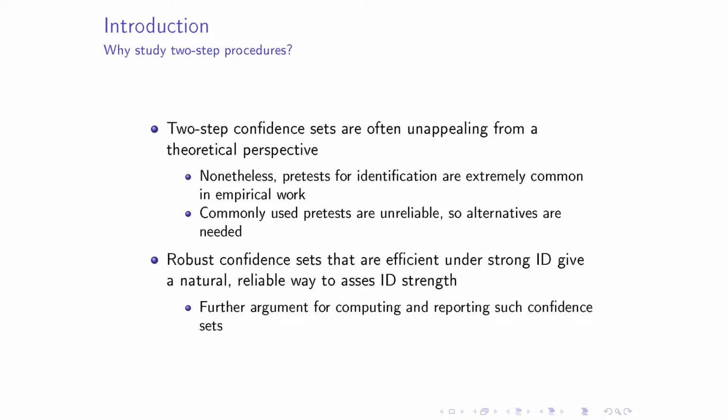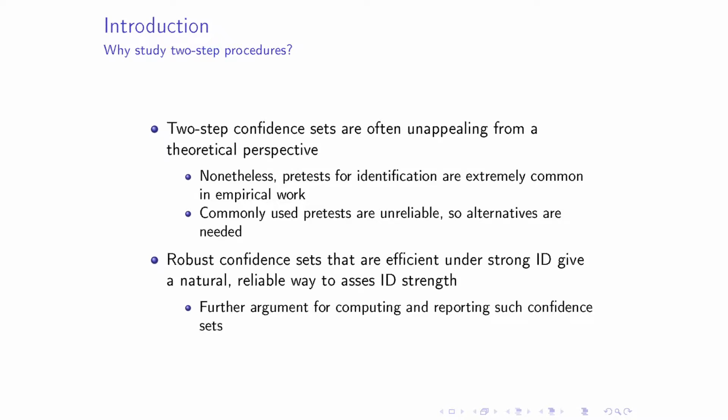So from a theoretical perspective, it seems like there's a fairly strong argument that we should just use those procedures all the time. Right? However, first there's a practical problem, which is that that's not what people do. Right? So pretests for identification strength are extremely common in empirical work. And there are a number of reasons for this, right? The usual approximations have advantages in terms of interpretability and work well most of the time. That's why they're the usual approximations, right?